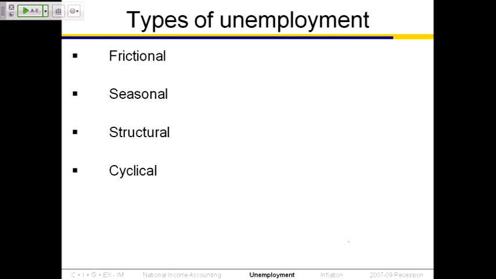Cyclical unemployment is the type of unemployment we're particularly concerned with in macroeconomics. That's unemployment due to the fluctuations of the business cycle. So the fact that when we're in recession, unemployment goes up, that's cyclical unemployment because of the business cycle, because there's currently insufficient aggregate demand. We call that cyclical unemployment.